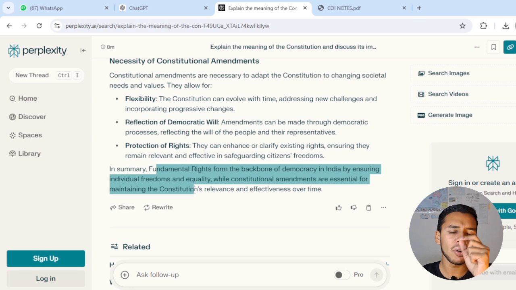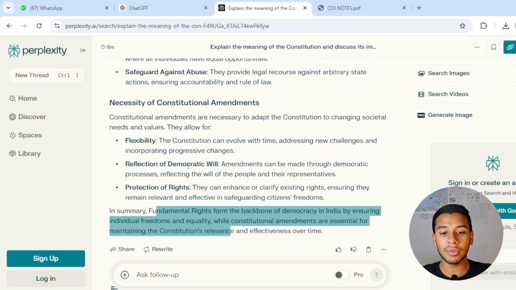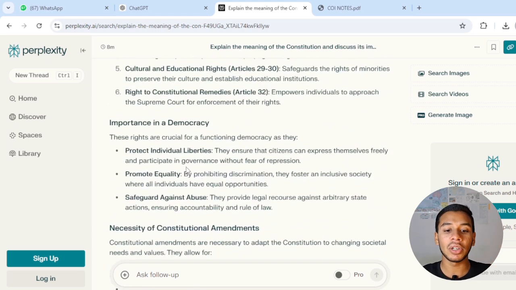So whenever we talk about constitution, democracy, amendments, economic growth, anything, it is directly proportional to the amount of individual freedom you're getting and the equality you're getting, and you are not getting judged by any new things that you're trying out. So these are the most important things that you need to understand, essential for maintaining the constitution's relevance and effectiveness over time. These are the necessities of constitutional amendments: flexibility, reflection of democratic will, and protection of rights.